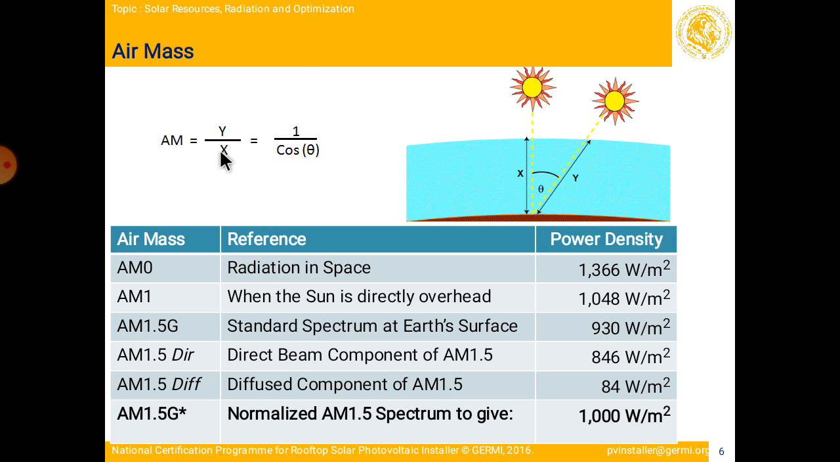The radiation available in space, as per the reference, is 1366 watt per meter square, and these are certain air masses, as you can see over here. So air mass 1.5 global is what we considered in the previous slide, the normalized AM 1.5 spectrum which gives 1000 watt per meter square. That shows that this energy is available.